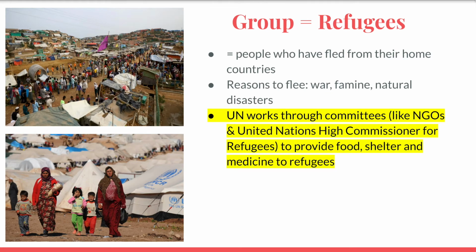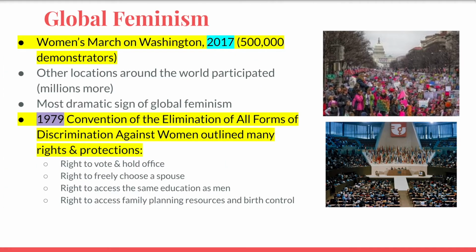Okay, so the first social group we're talking about is refugees. They're generally people who fled from their home countries because of war, famine, natural disasters. The United Nations works through committees like NGOs, non-government organizations, and the United Nations High Commissioner for Refugees. They provide food, shelter, medicine to refugees, and you can see usually in photos, denoted by the blue symbol for the United Nations, that these are refugee camps. That's what they look like.